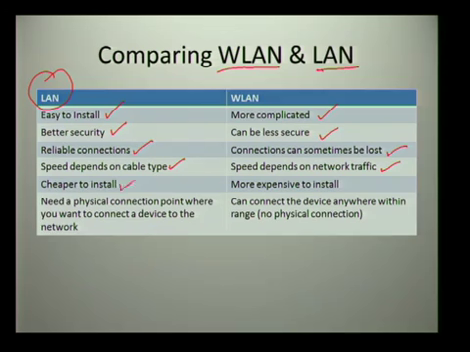It is cheaper to install a LAN. It's more expensive to install a wireless LAN. In a LAN, you need a physical connection point where you want to connect a device to a network, whereas in a wireless LAN, there is no physical connection, and you can basically connect anywhere within the radius of your wireless LAN.